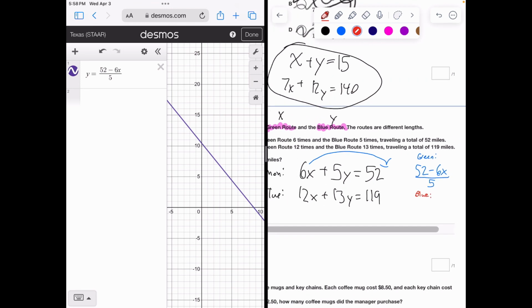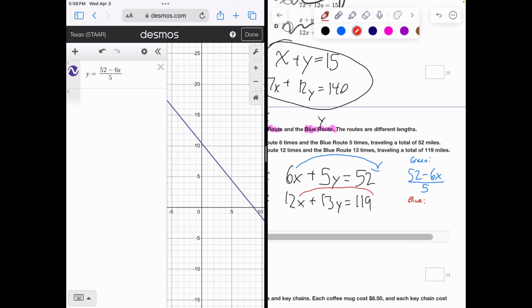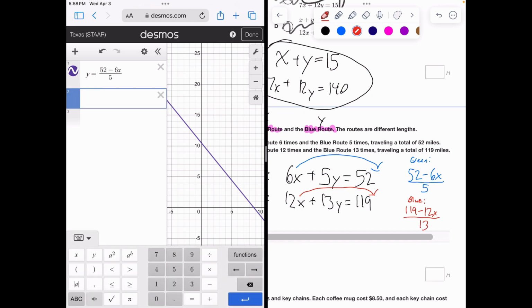We're just here for the numbers, right? Thankfully, so we don't have to worry about the colors. So we move the 12x to the other side: 119 minus 12x, divided by the number in front of the y, which is 13. And then we type that into Desmos.